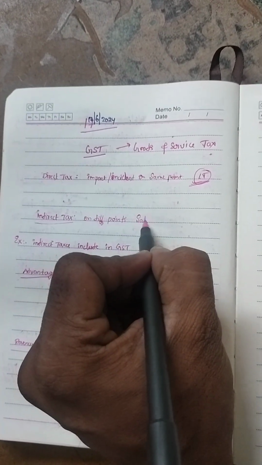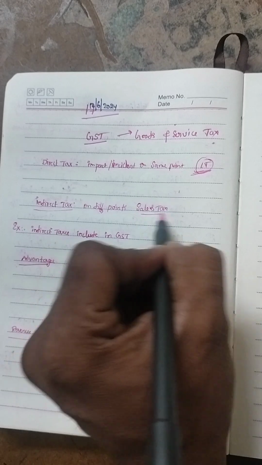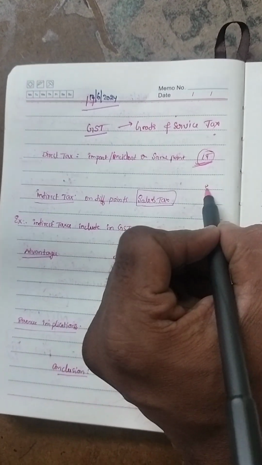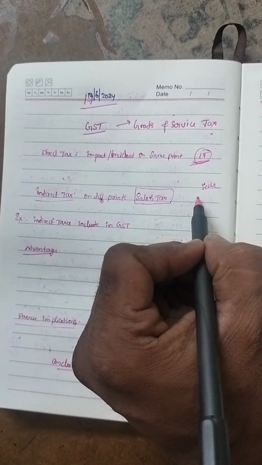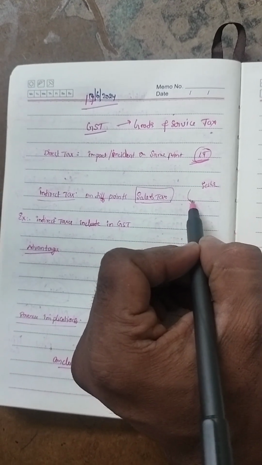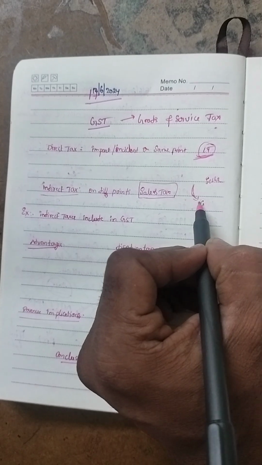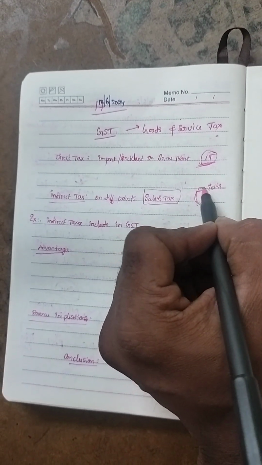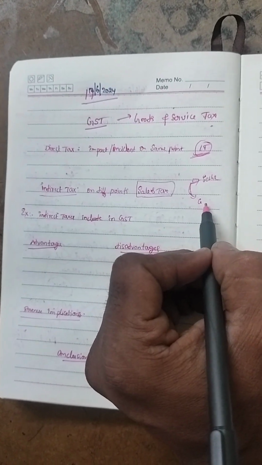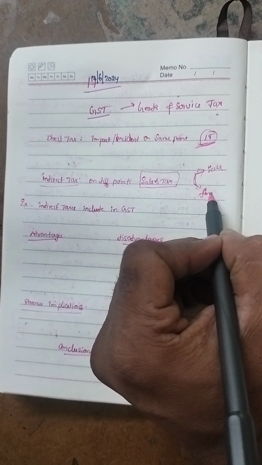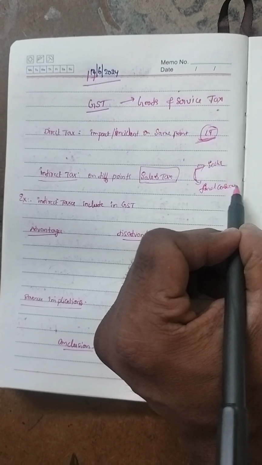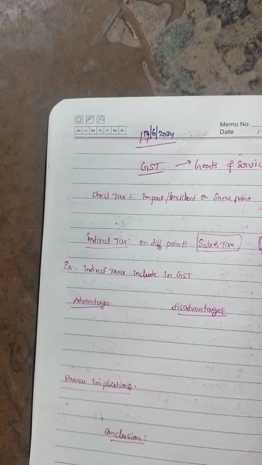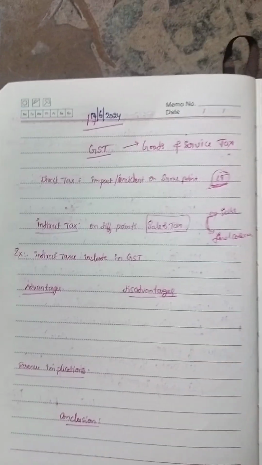Direct tax example is income tax. Indirect tax example is sales tax. In this sales tax, the seller pays the amount. Finally, who will pay? The mediator. Who is that mediator? Here the seller is paying to the government, but the effect is on the final consumer. It means the impact and incidence are both at different points.